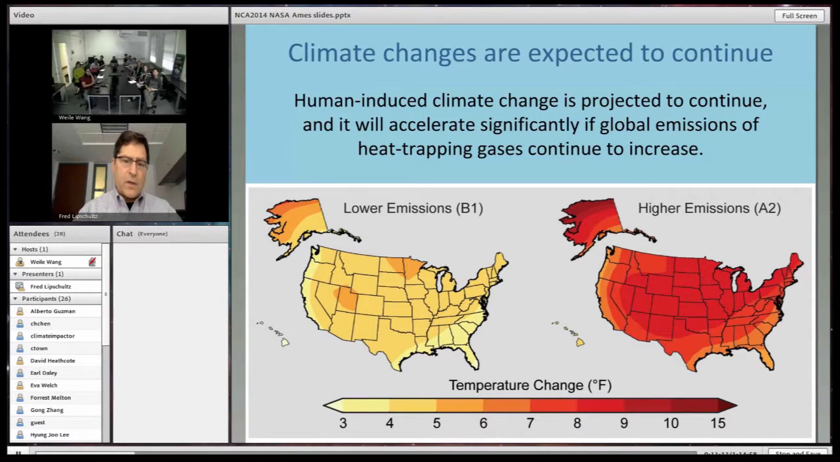And then the lower emission, B1 on the left, illustrates what a future might look like if we can dramatically curb our emissions trajectory from release of CO2 and other greenhouse gases into the atmosphere. And you can see then that the kinds of temperature changes that we would expect to see in 2100 compared to currently are shown as that temperature change across the nation, considerable change projected then as possible in the future.